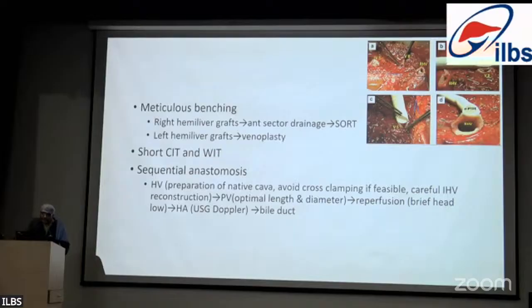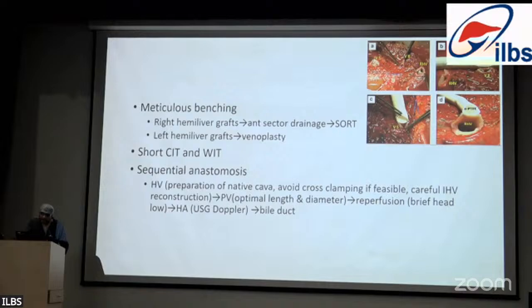And we try to avoid cross-clamping, because any cross-clamping leads to hemodynamic instability. We try to avoid that. All inferior hepatic veins we reconstruct, especially those which are more than half a centimeter in size. Even the proper implantation of the inferior hepatic vein gives the proper position of the graft in the abdominal cavity. And after that, portal vein reperfusion is performed.